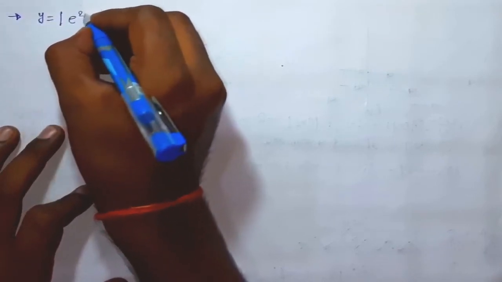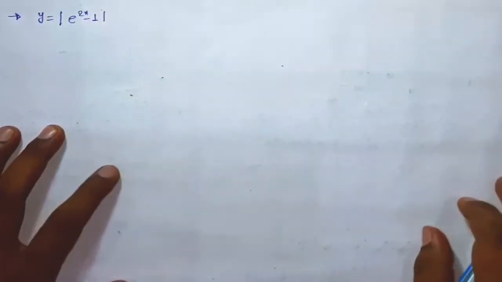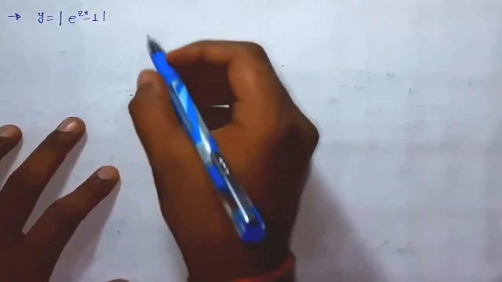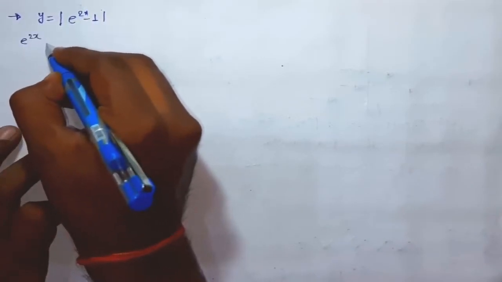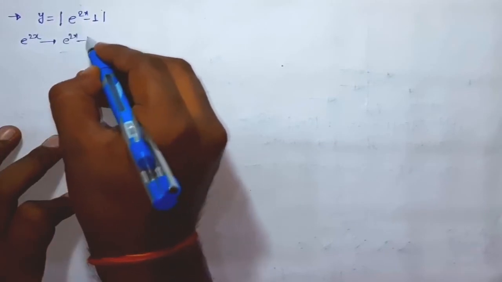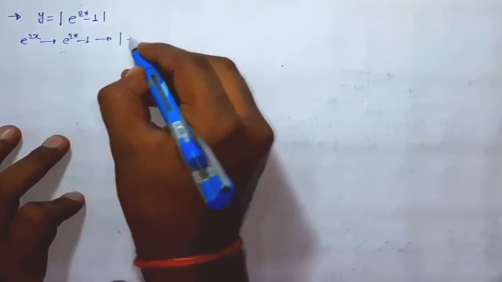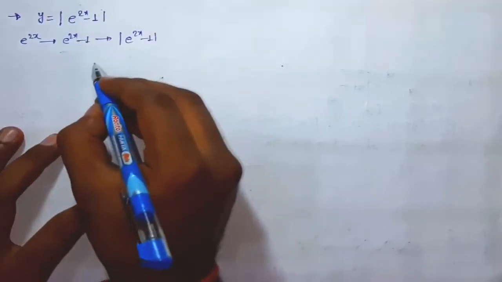I'm going to take an example like y equals mod of e to the power 2x minus 1. We need to draw the graph of this function. How will we draw the graph of this function? First of all, we will draw the graph of e to the power 2x, then e to the power 2x minus 1, then mod of e to the power 2x minus 1. Okay, these are the basic steps that we need to follow.